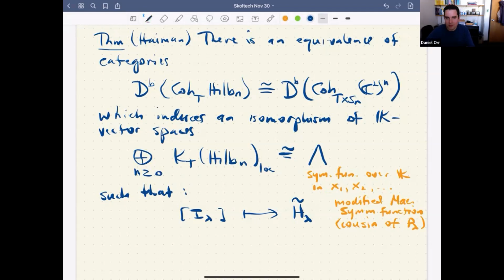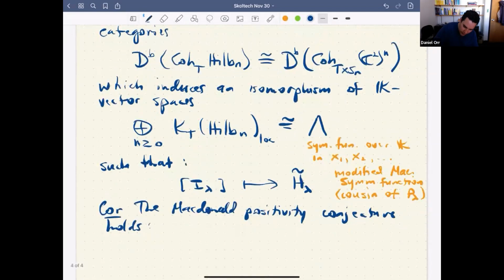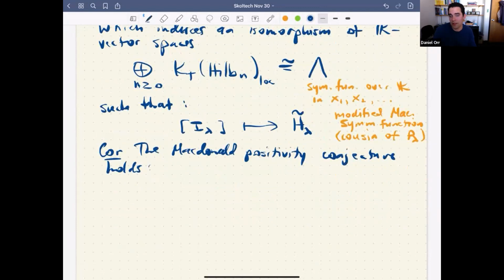If I just write down this isomorphism, it doesn't have very much content. If I just say isomorphism of K vector spaces, because I have a basis on the left and a basis on the right, of course it's an isomorphism. The point is that it actually comes from this equivalence of categories. And a corollary of that is that the Macdonald positivity conjecture holds. And this follows from properties of the equivalence of categories.